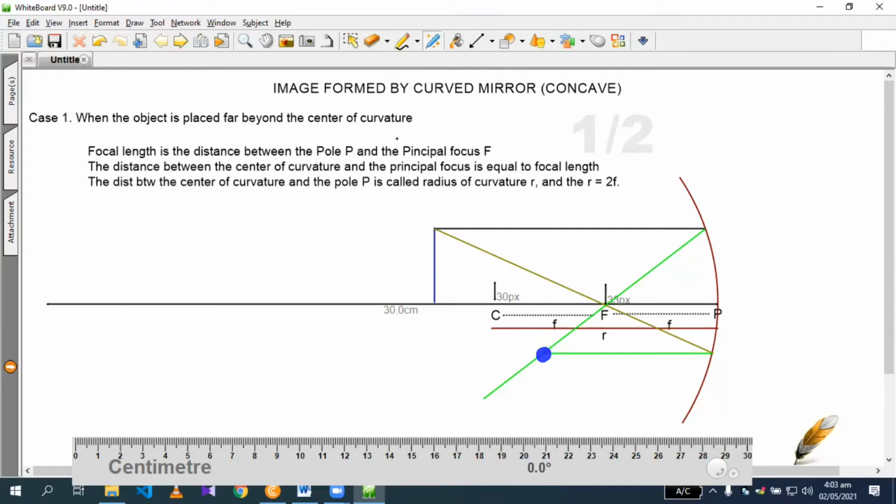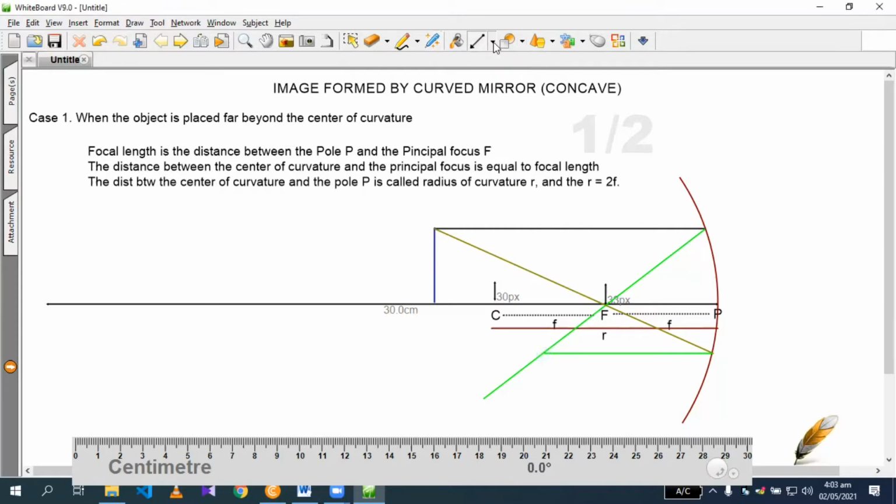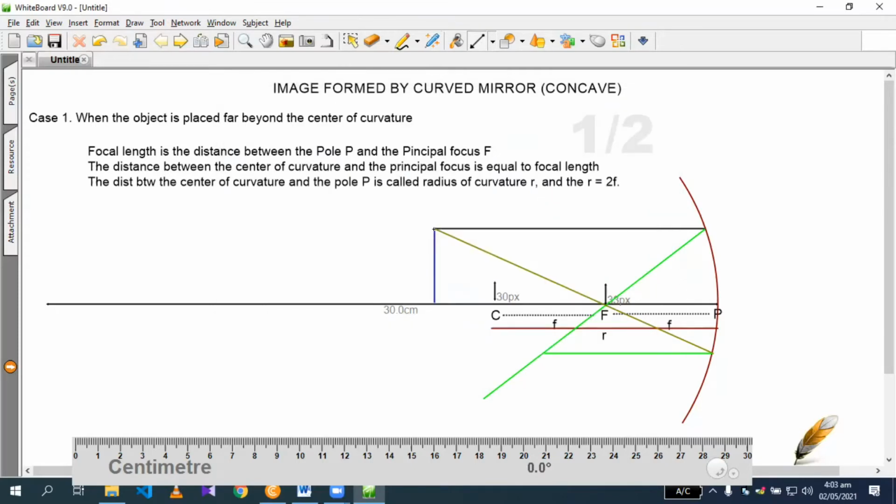But there's one more ray. There's one more ray that's also coming from the object. Let me see, which color should I give to this one? I'm going with any blue. Okay, let me give it this color. And this one is coming from here, but this will pass through the center of curvature. This is not actually really straight, but I will adjust that anyway.